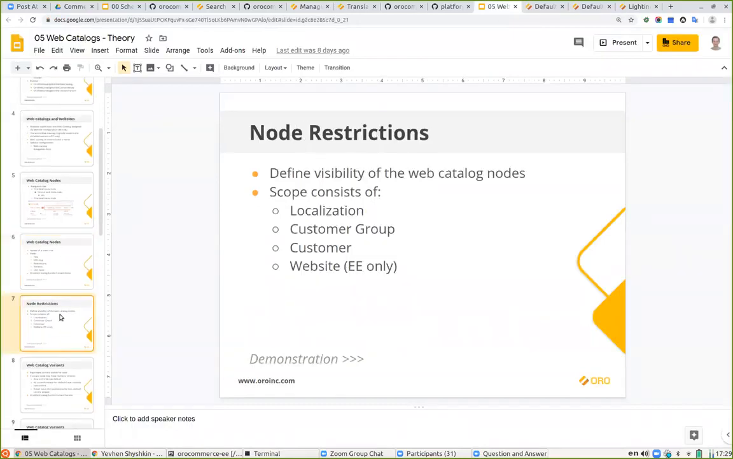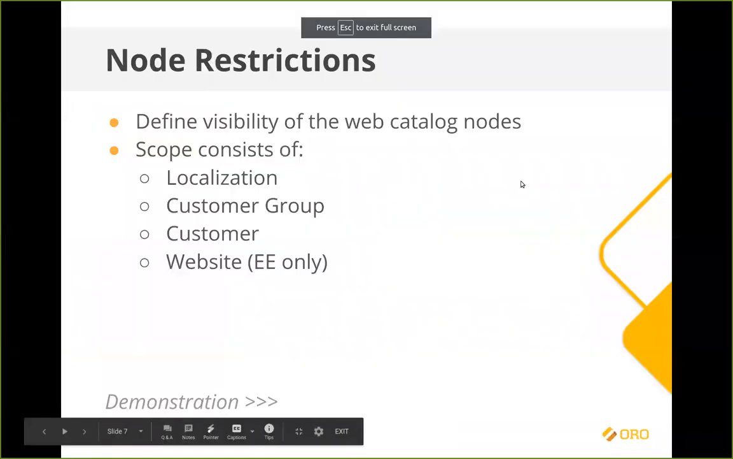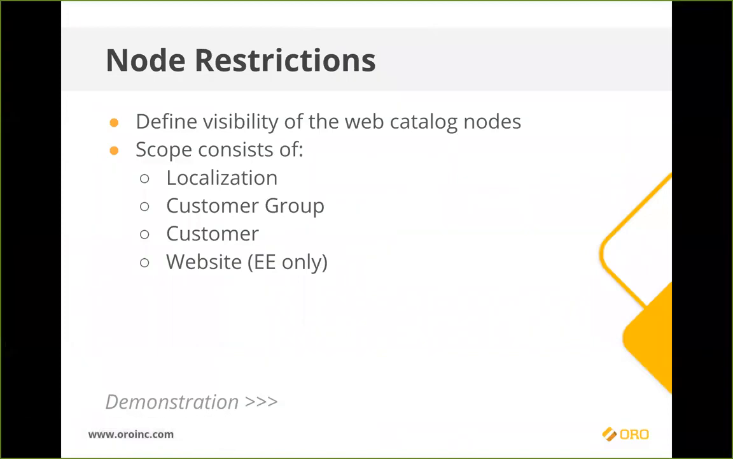Let's talk a little bit about the node restriction. Node restriction defines the visibility of each specific node for a specific group of customers. There we can set visibility for localization, for customer group, for customer. And if you're using the enterprise version, you can also set it per website. This way you can customize the way the web catalog looks for each specific group of your customers.